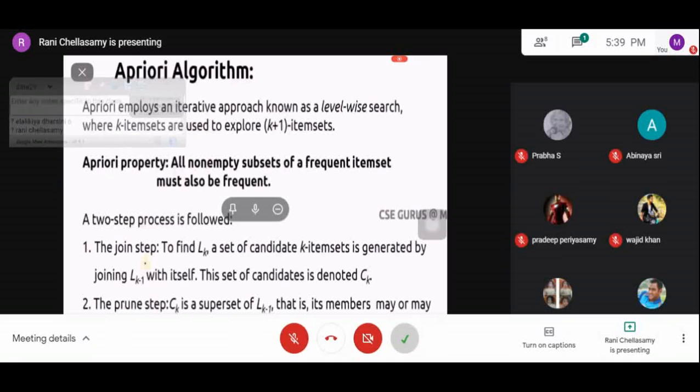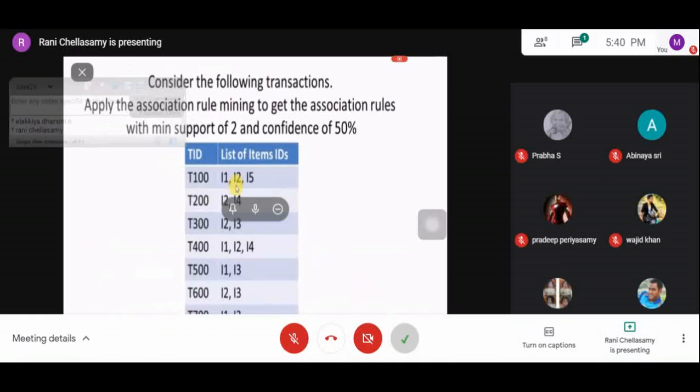And in the join step, you need to find Lk, where Lk is the set of frequent k-item sets. The join step generates the candidate item sets by joining Lk minus 1 with itself. This set of candidates is denoted by Ck. You won't understand this by theory alone, so let me move on with a problem so that you can understand it very easily.